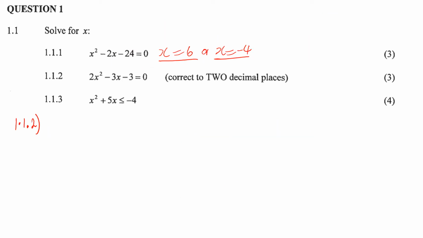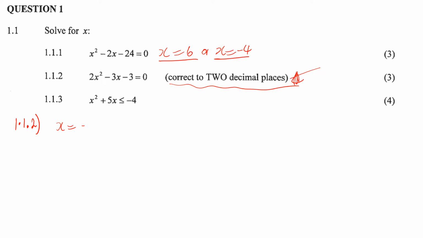1.1.2, we are given 2x squared minus 3x minus 3 is equal to 0. So for x, in front they say correct to 2 decimal places. Immediately when you see this kind of statement in front, you don't even have to think twice. You go straight to the quadratic formula. So always, if they say correct to 2 decimal places, make sure your equation is expressed in the standard form for a quadratic equation. Then use the quadratic formula to solve for x.